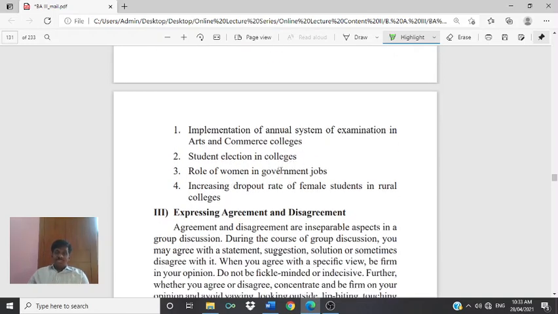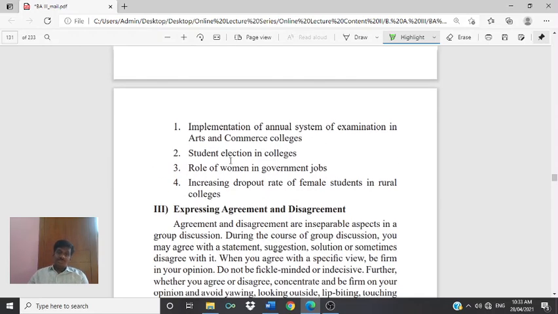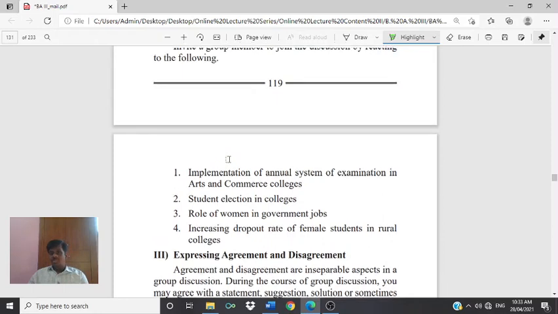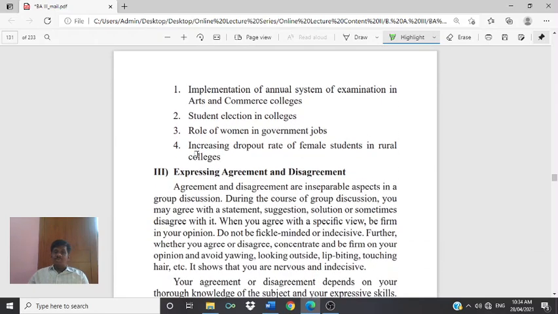Student selection in colleges. Role of women in government jobs. Increasing dropout rate of female students in rural colleges. You can write a group discussion on these. The first part is the initiation of the group discussion, and the second part is inviting others to participate in a group discussion. So in this task 2, you are supposed to invite a group member to join the discussion by reacting to the following.